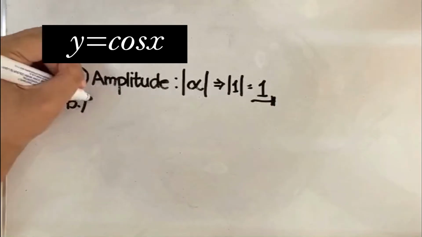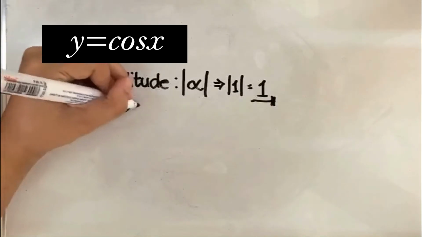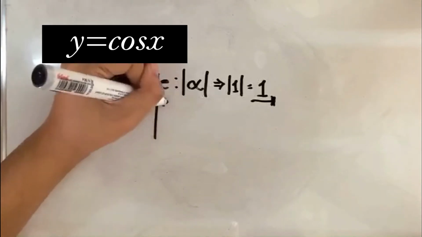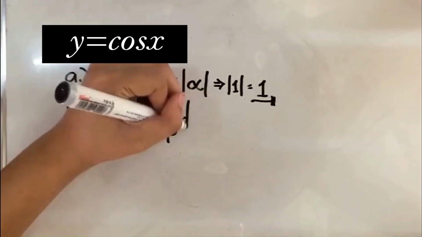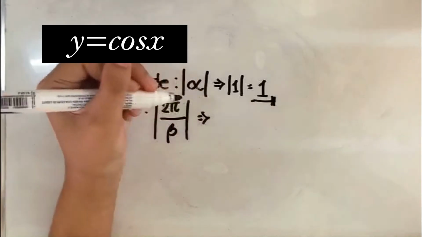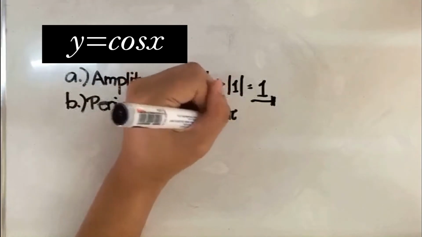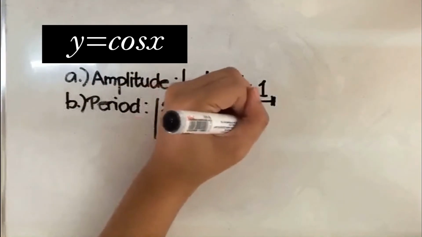For our period, we are going to make use of the absolute value of 2 pi over beta. And in our case, our beta is also equal to 1. So the absolute value of 2 pi over 1 is equal to 2 pi.